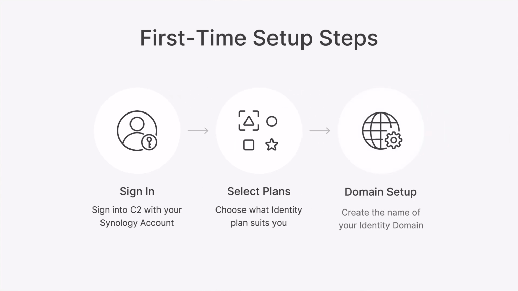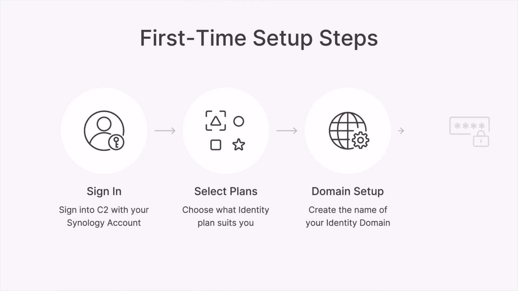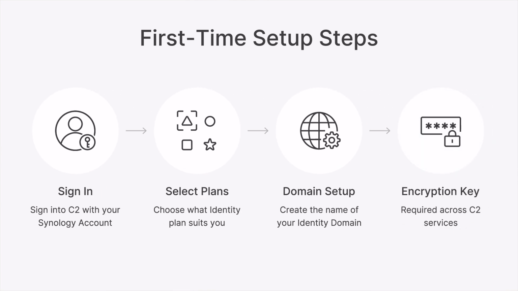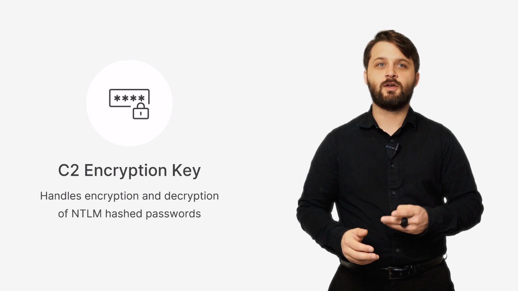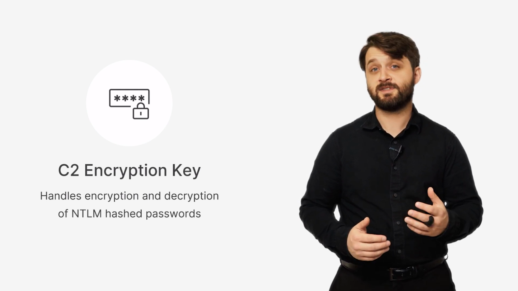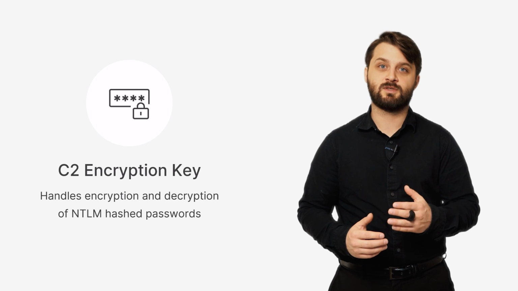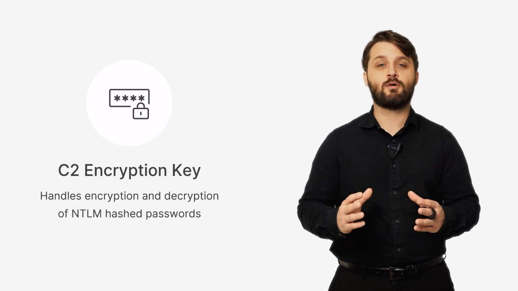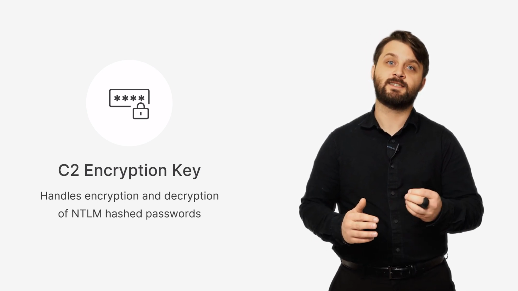You then want to set up your domain for C2 Identity. This is going to be something you want to apply to your organization. Maybe you can reflect the name of your organization or some project that you're building the C2 Identity domain for, for example. And lastly, we're going to choose your encryption key. Now, this is going to be the encryption key for C2 services. And with C2 Identity specifically, your encryption key is going to actually be what handles the encryption and decryption of NTLM hashed passwords.